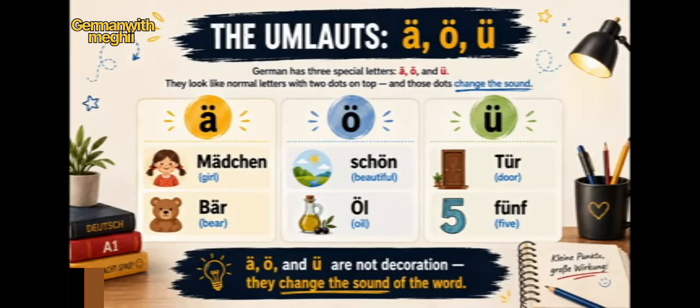First, let's look at the 3 umlauts. In German, we have ä, ö, and ü. They look like normal letters, but with 2 small dots on top. These 2 dots change the sound. The first one is ä. You can hear it in the word Mädchen. Mädchen means girl. You can also hear it in Bär.